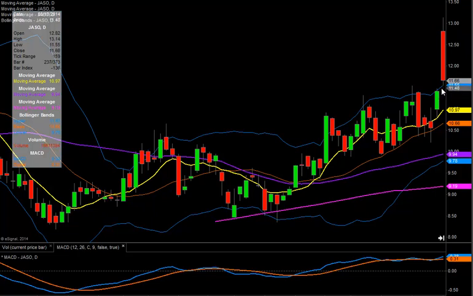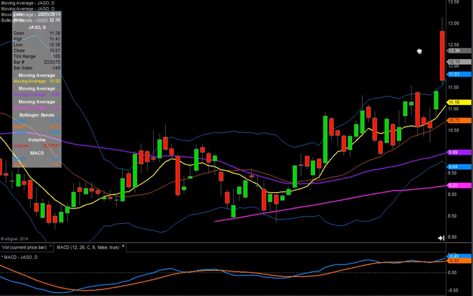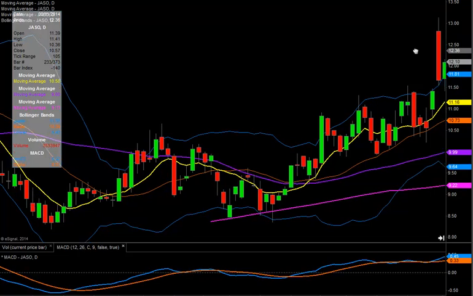You can actually see that upper usually acts as resistance, and resistances become what when they are broken? Supports. So here's an example of the upper Bollinger Band turning from resistance into support and bouncing the price up. So even after this nasty day was formed, it was still overextended. And then you get this candle.